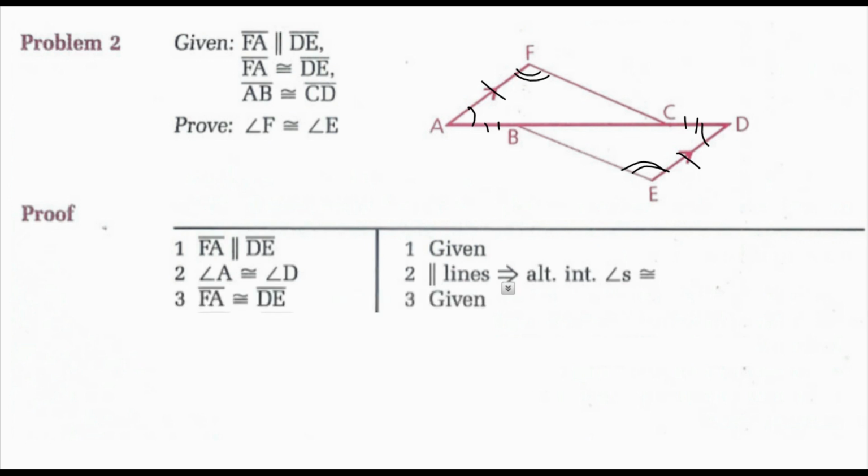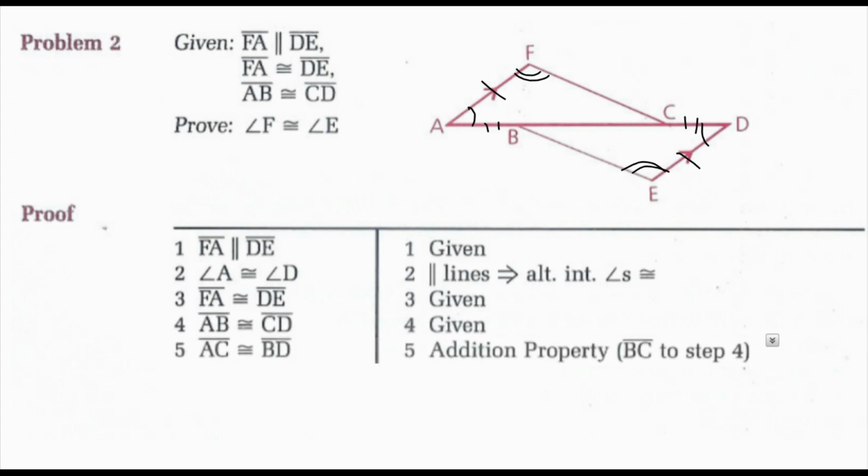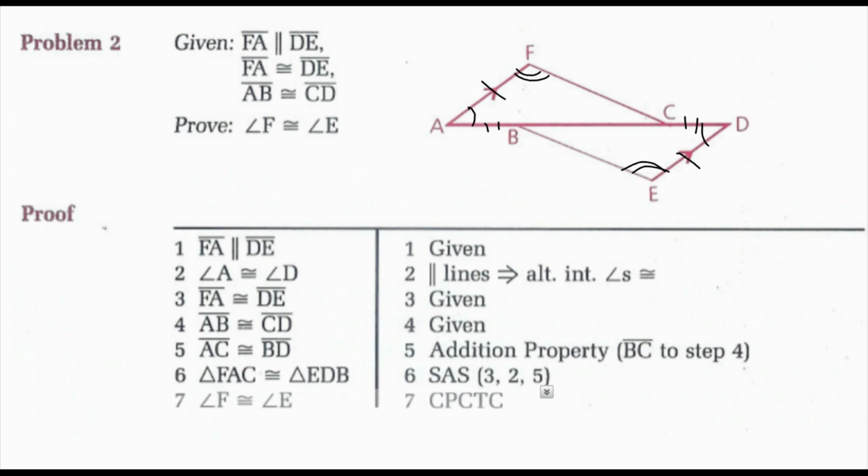Then FA was congruent to DE. Then AB congruent to CD. Then I added BC to these two segments, making AC congruent to DB. Then my triangles were congruent by side angle side. Then angle F was congruent to angle E by CPCTC.